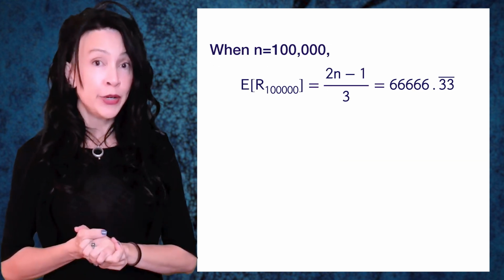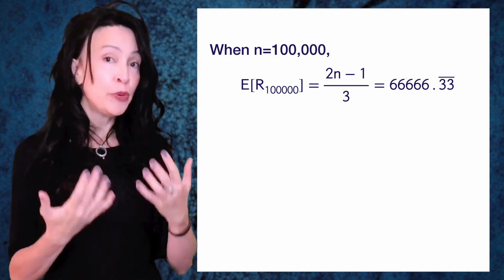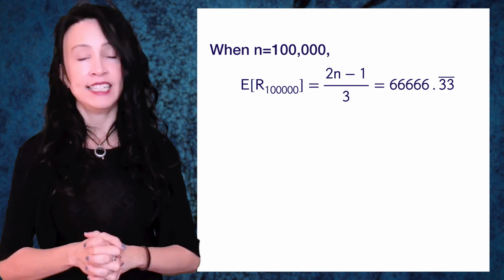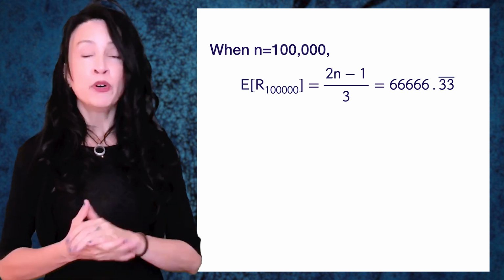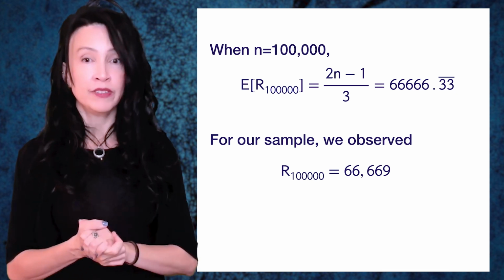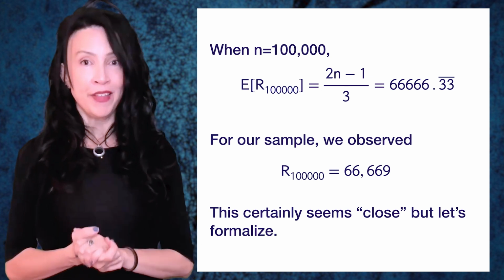When n equals 100,000, as it did in our sample, we get the expected value. What we're supposed to see, what we expect to see, is 66,666 and a third. For our sample, we observed 66,669 runs up or down. That seems pretty close, but is it close enough? We're going to formalize this with a hypothesis test.